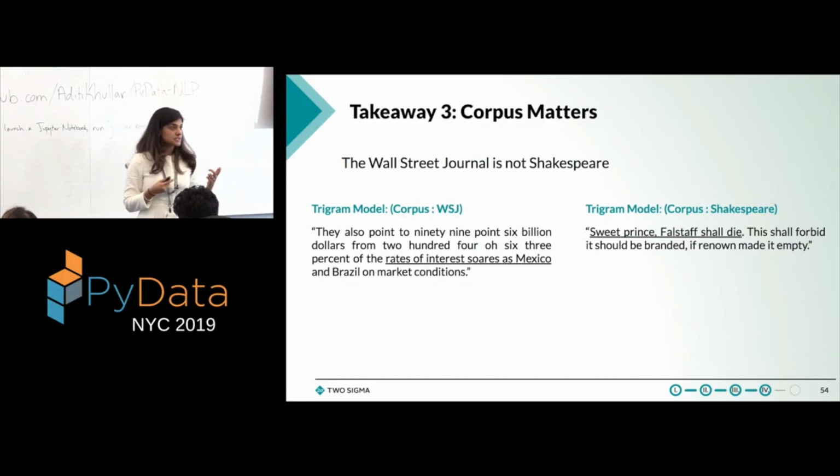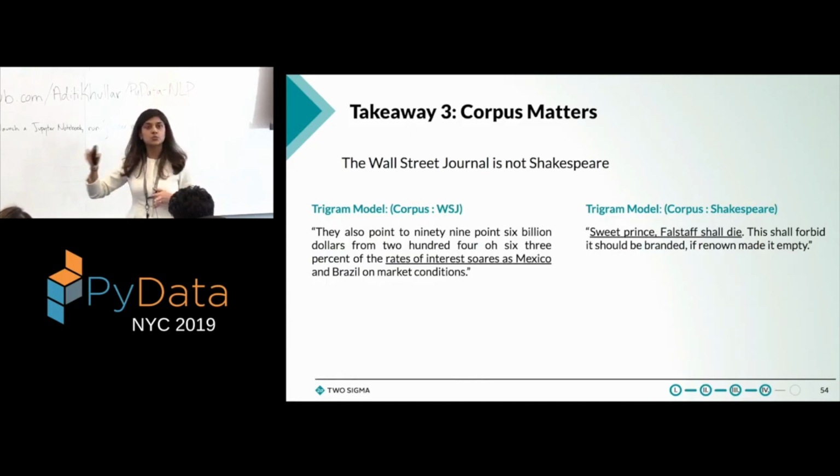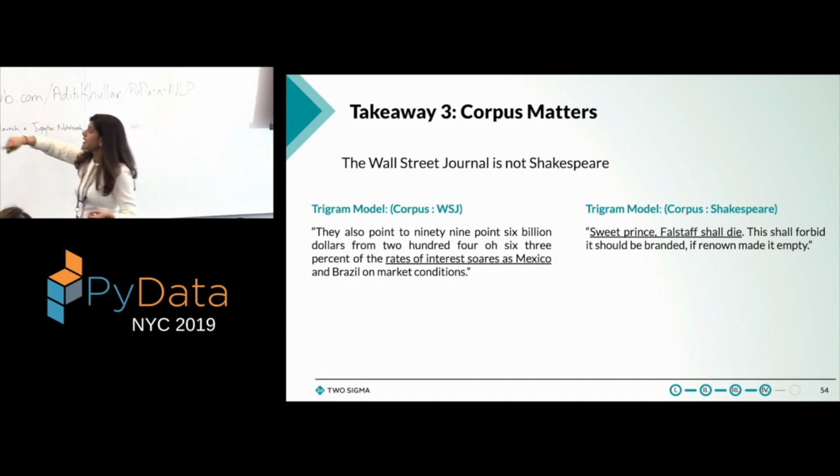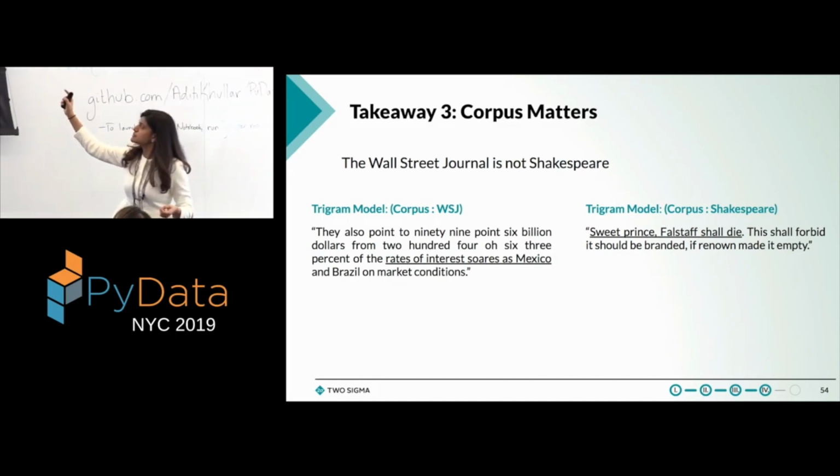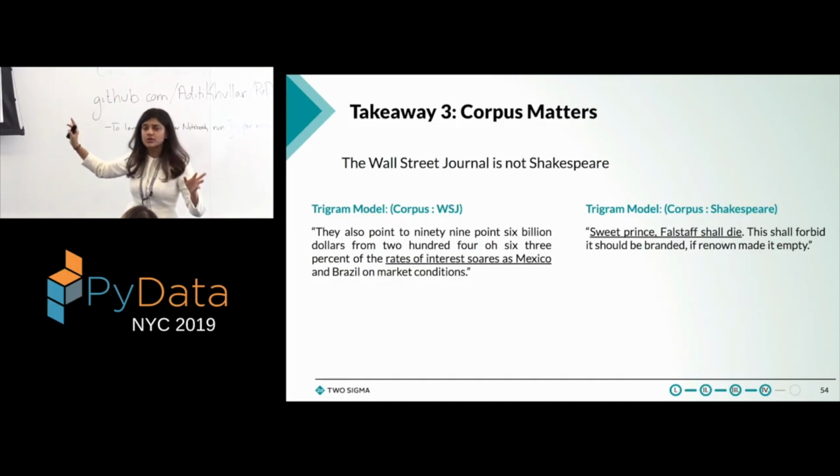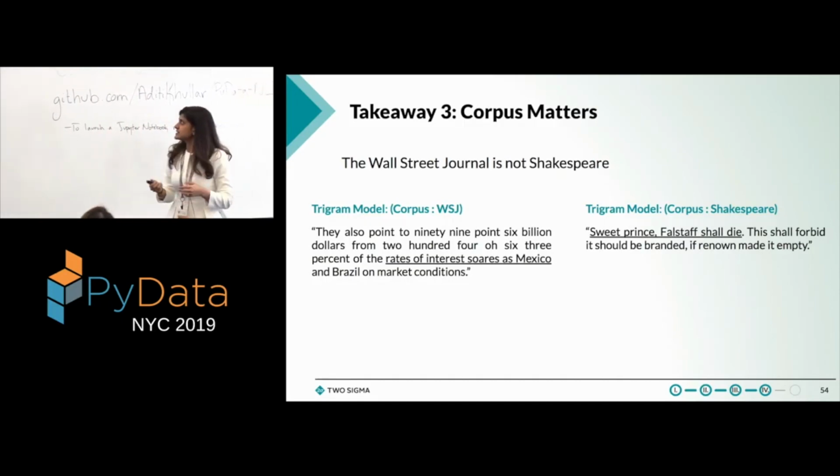Takeaway number 3, the corpus matters as well. Here what you're seeing is a comparison of a trigram language model of Shakespeare versus Wall Street Journal. Although the n is constant in this example, the sentence it is throwing out for Wall Street Journal is looking like a news article. If you focus on the underlined part here, it's trying to say that rates of interest are soaring in Mexico. Before that, it's also trying to say $99.6 billion. It's trying to throw in some numbers and making sense doing that.